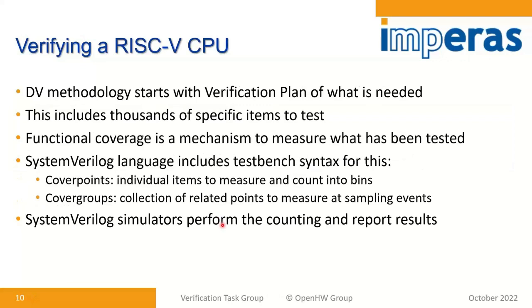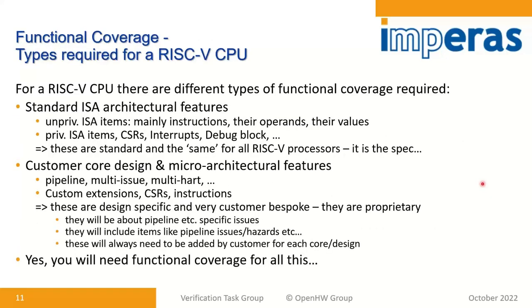This is a DV group, so I don't really need to go through this. You've got to have a verification plan. You've got to have functional coverage as a key part of that to measure where you've got to, using SystemVerilog. Now, when it comes to a processor, that's something that's traditionally not been done outside a few large companies, but now everybody is having to do processor DV. And there's really two parts to it.